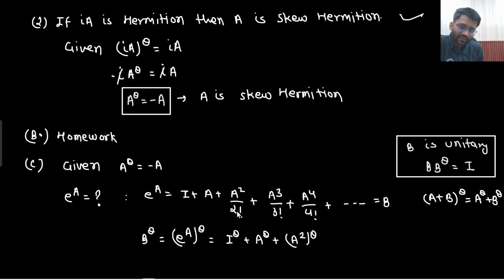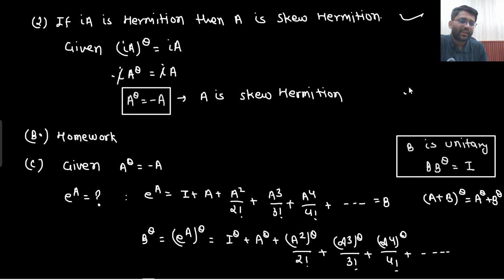A square theta, this is a constant number which will be 2 factorial, A to the power 3 theta, A to the power 4 theta, 4 factorial, and so on. Another property I am asking, A to the power n theta could be written as (A theta) to the power n. Can you prove it on your own?